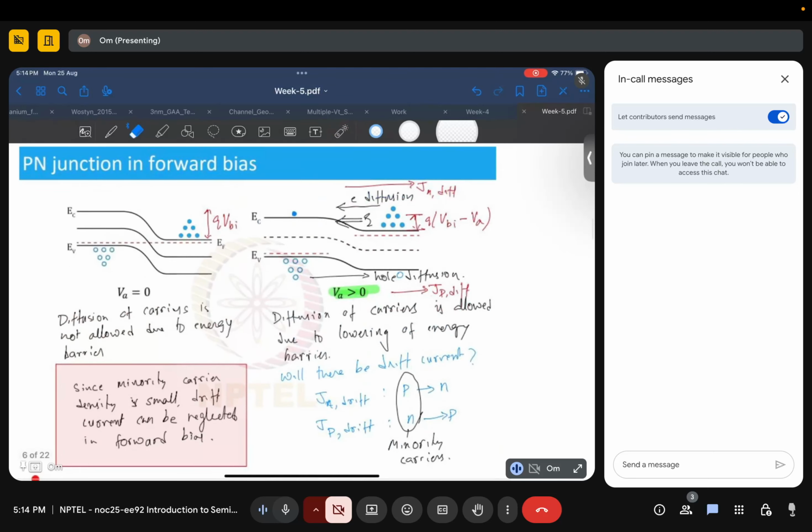So there could be a very small drift also. Drift would be the minority holes that are here, under the influence of this electric field in the depletion region, they sweep to the other side, but that is very small. Since the minority carrier density is small, a drift current can be neglected in forward bias.